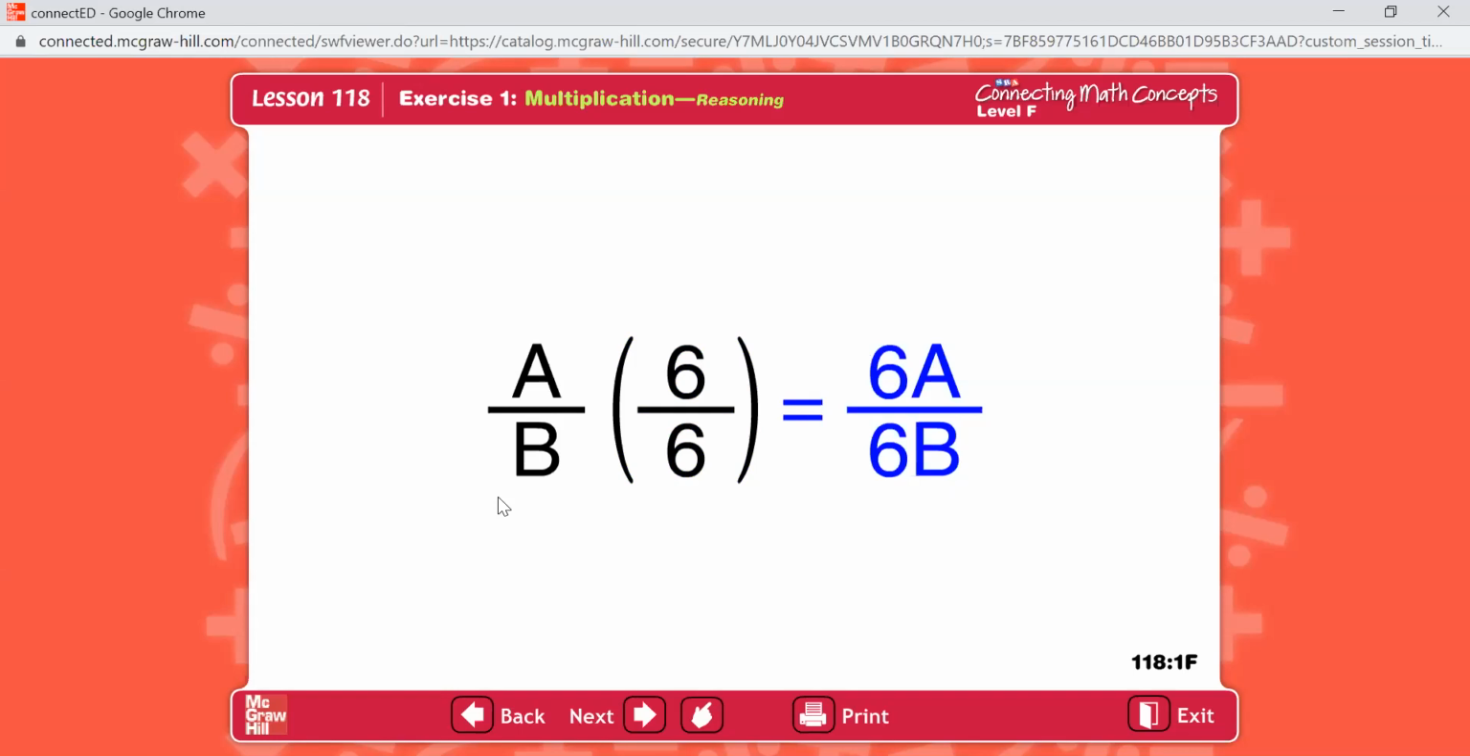If you have 1 times A over B, that's A over B. If we multiply A over B by 1, like here, we always end up with a value that equals A over B. If we multiply A over B by a value that is more than 1, we won't end up with A over B. We will end up with something that is more than A over B.